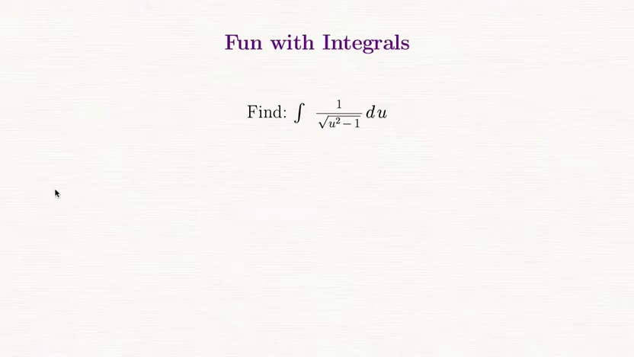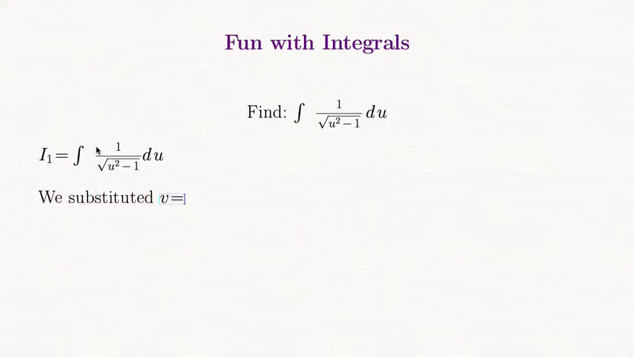In this video, we continue from the last time where we wanted to compute this integral, 1 over square root of u squared minus 1. We proceed to give this integral a name and call this I1. I1 is equal to this integral. What happened in the last video was we used a substitution, v is equal to square root of u squared minus 1, and then we wanted to see what this substitution does to the integral, and this is roughly what happened.